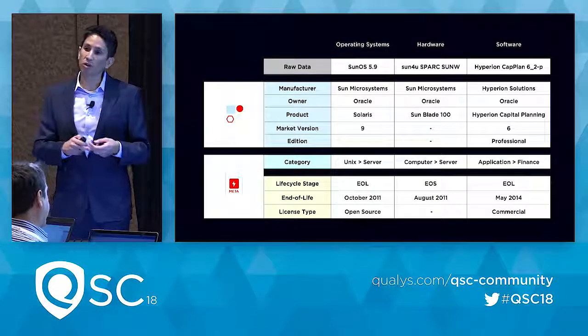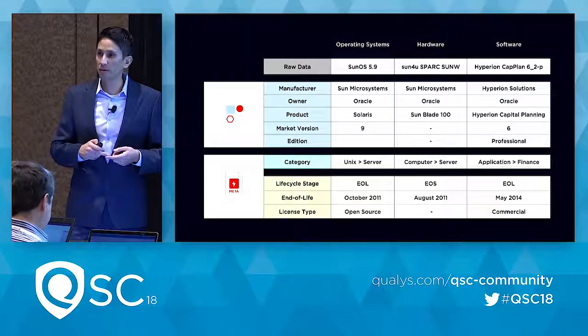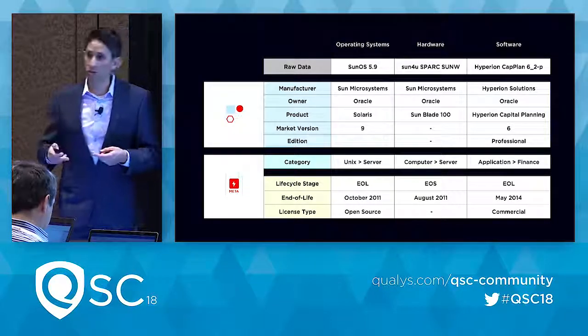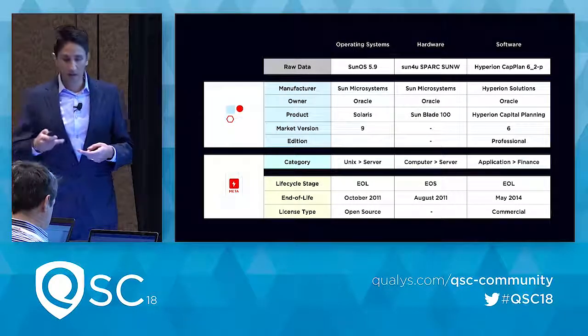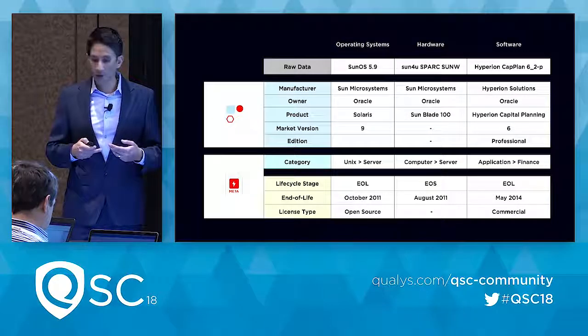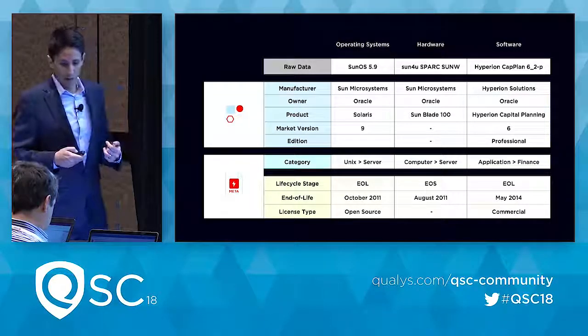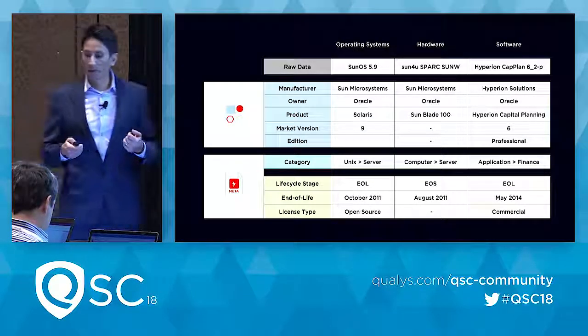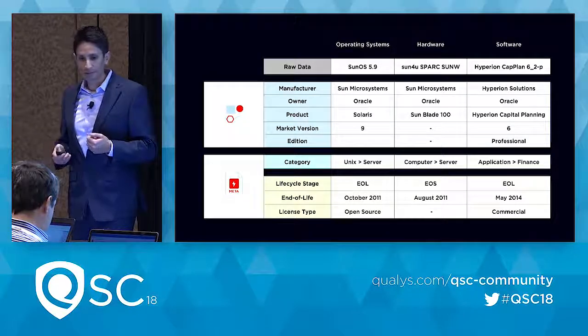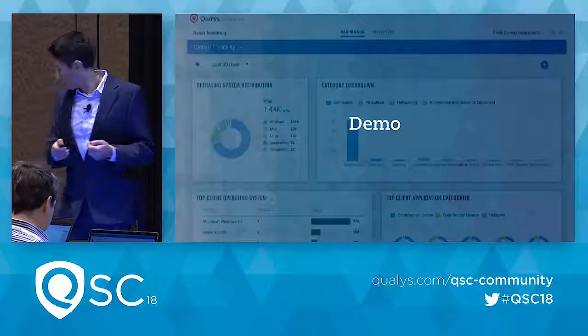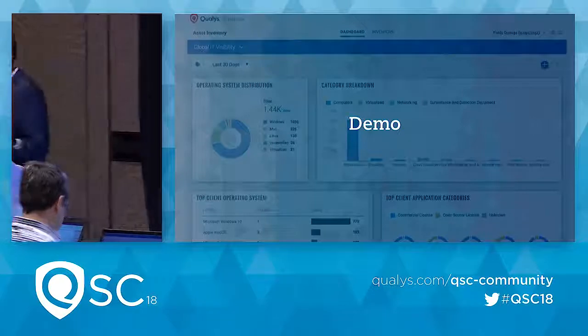And then on top of that, we have additional metadata, things like vendor lifecycle data. So when the product was GA, when the product is end of life, when the product is end of service, which means no more security patches. So these attributes are augmenting, enriching my inventory automatically. License type, open source versus commercial. So let's do a quick demo.